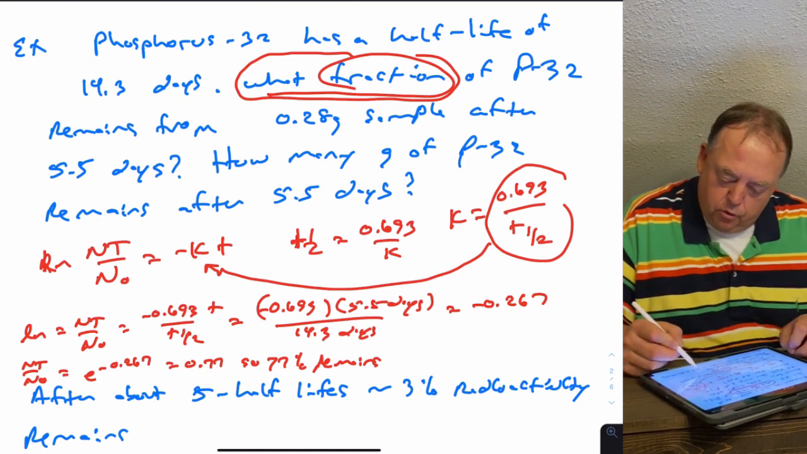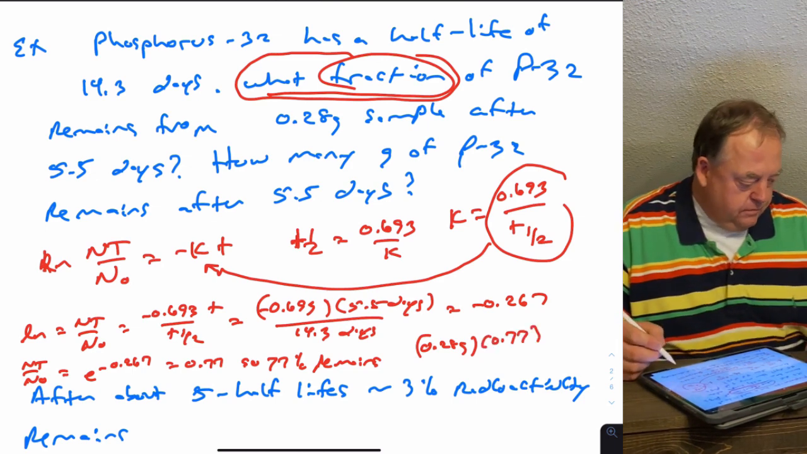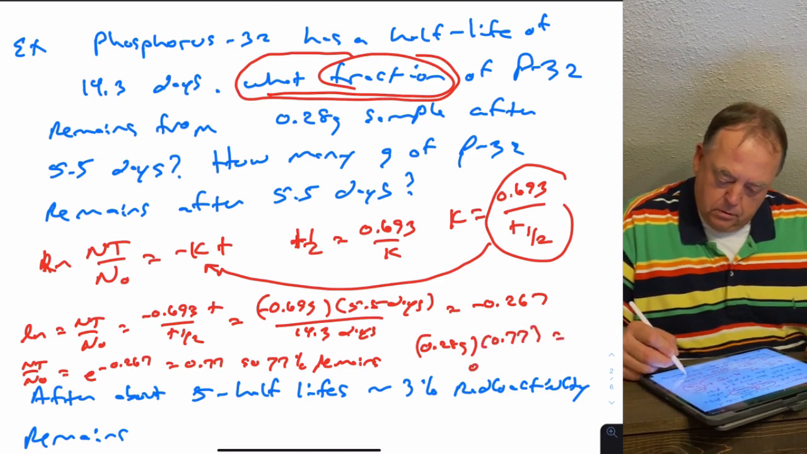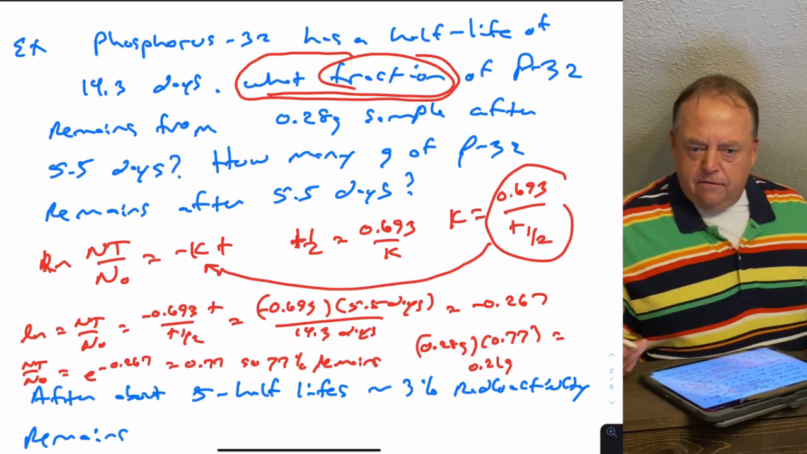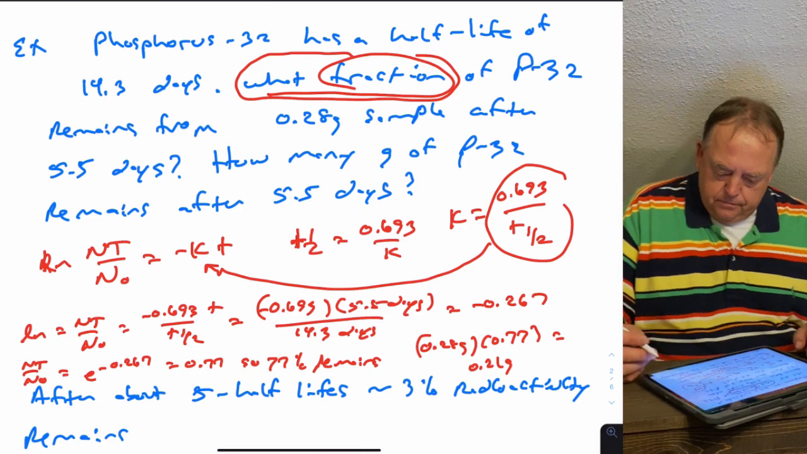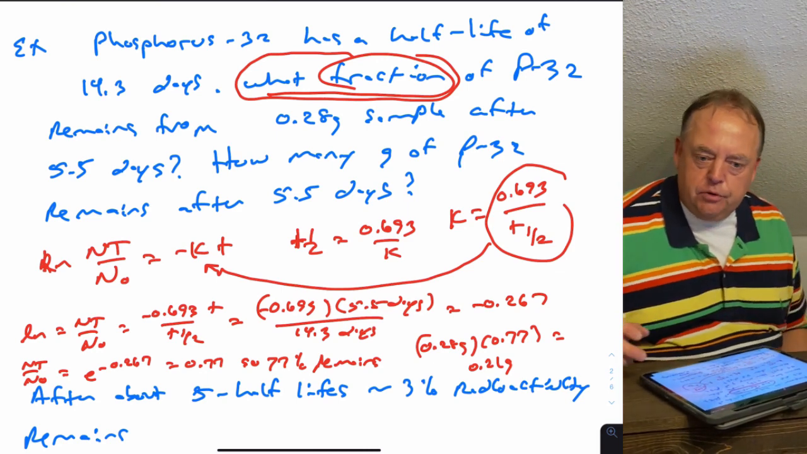So to calculate how many grams, then we just take the 0.28 grams times 0.77. So 0.21 gram remains after 5.5 days. And the other 0.07 gram has decomposed over that time.